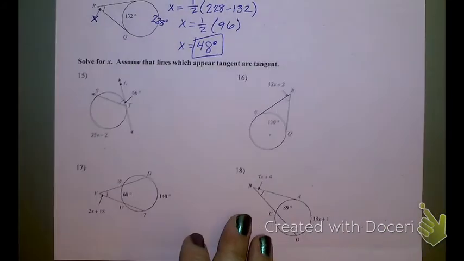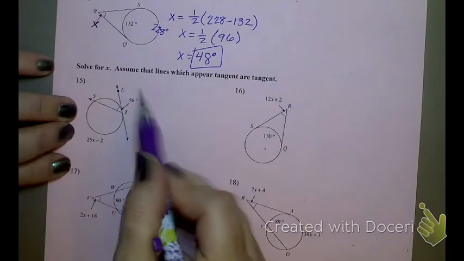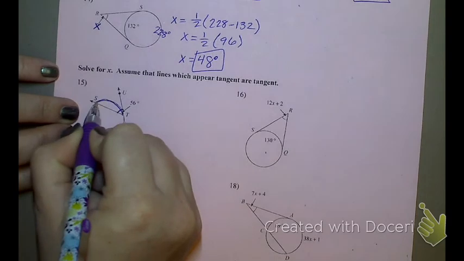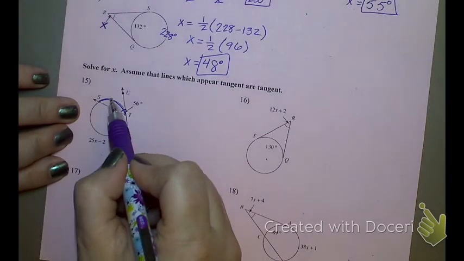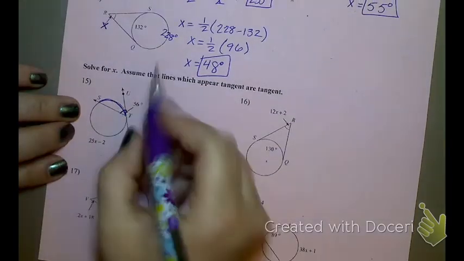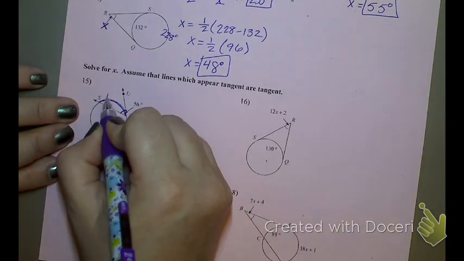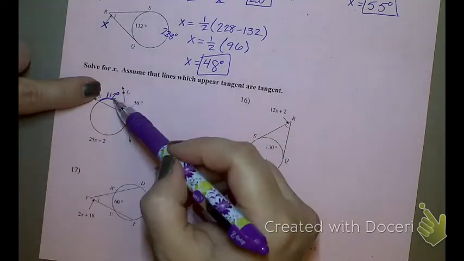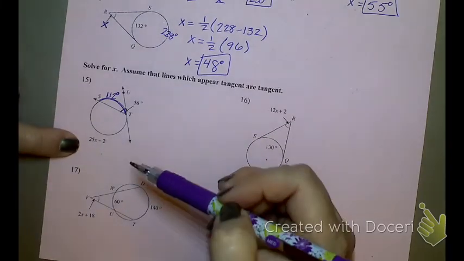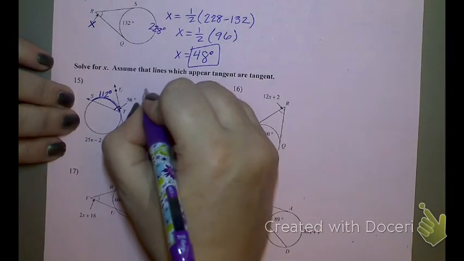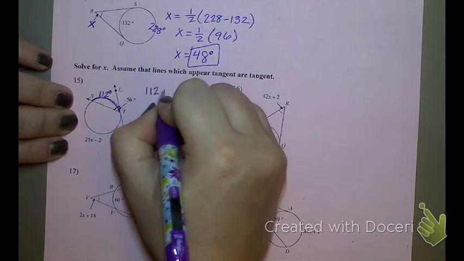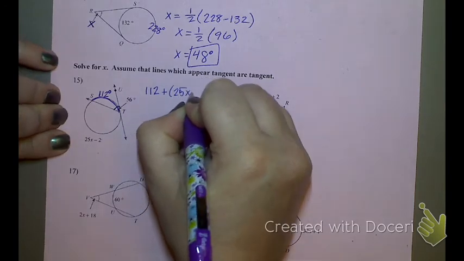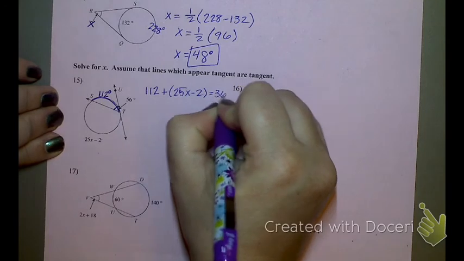Okay. So this one you could go a couple different ways. This is that rule where the angle times 2 is equal to the arc. But I don't want to multiply that by 2. Let's see. I could multiply this by 2, and that tells me that this is 112, right? What do I know about 112 and this arc? They equal 360. So I could do 112 plus 25x minus 2 equals 360.